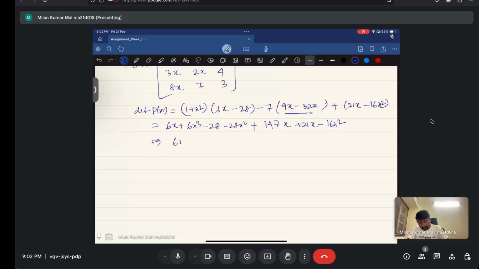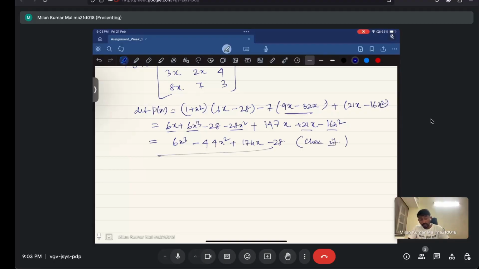So therefore it will be 6x cube minus 6x cube done, minus 20x square minus 16x square. I think this will be 44, yeah, 44 x square, and next will be 21, 29, oh god, this will be 3, 153 plus 21, 174 x minus 21. Please check it.